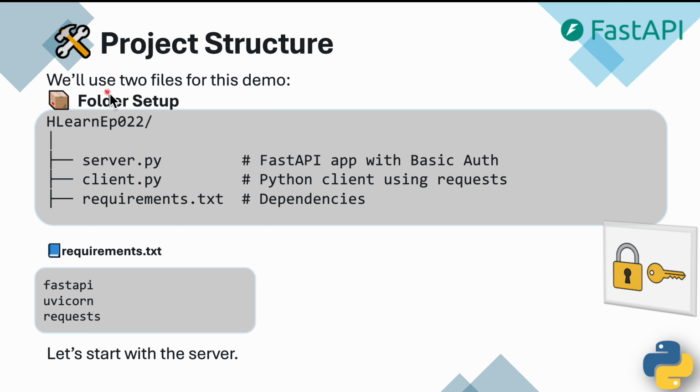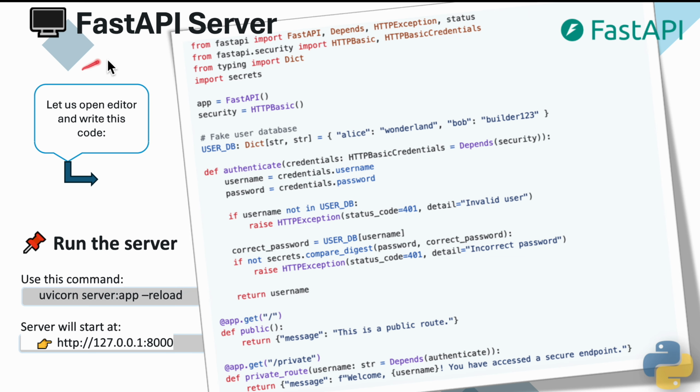Project structure. We will use two files for this demo. The folder setup is like this. I will have a folder, and inside that server.py, client.py, and requirement.txt with three libraries. You should install them in your environment. Let's start with the server first.